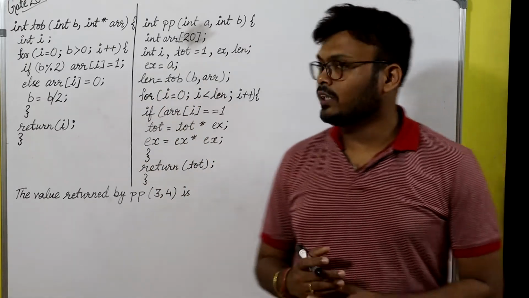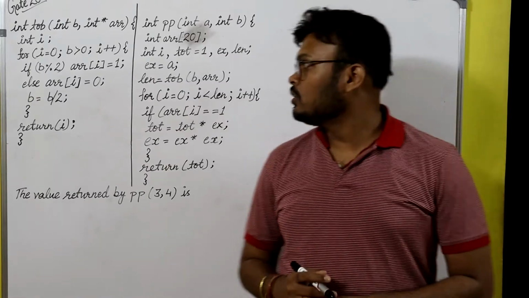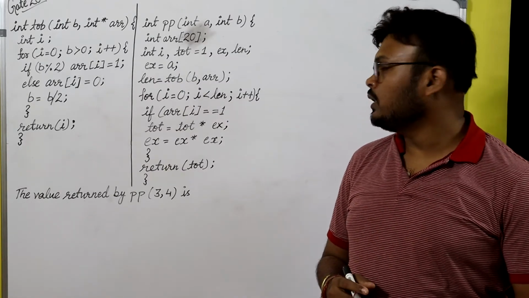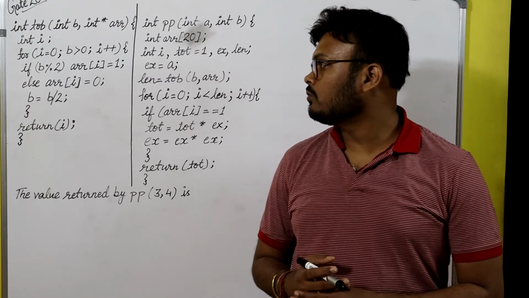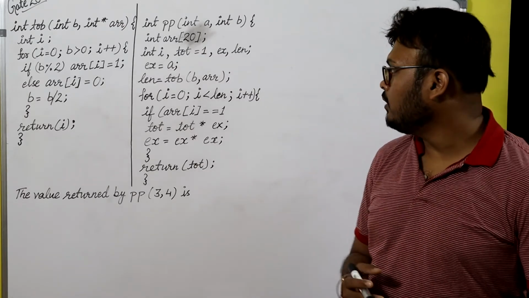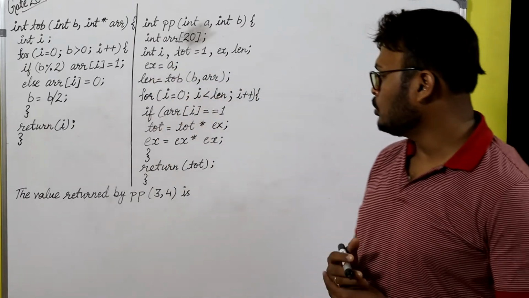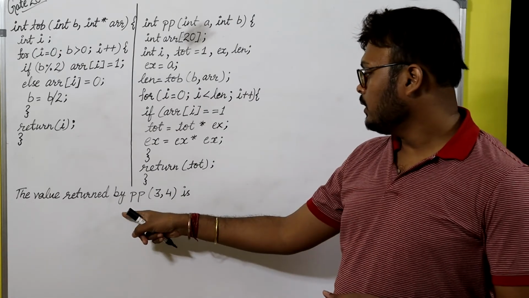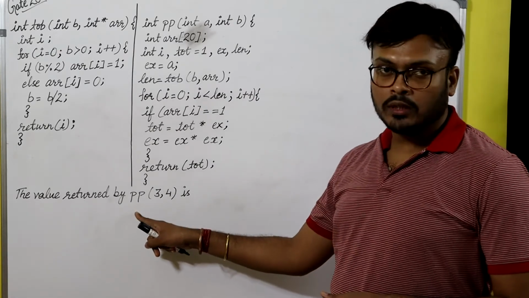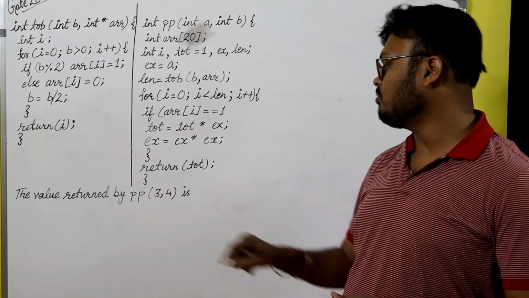Let's solve this question. This question came in the year 2020. As you know, in 2020, IIT Delhi conducted the GATE exam. So anyway, let's solve this question. It's a C programming question, and they are asking for the value returned by PP. Here the name of the function is PP, and the parameters passed are 3, 4.